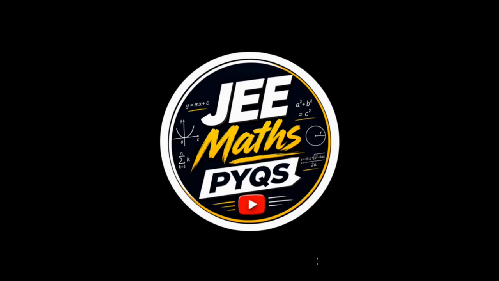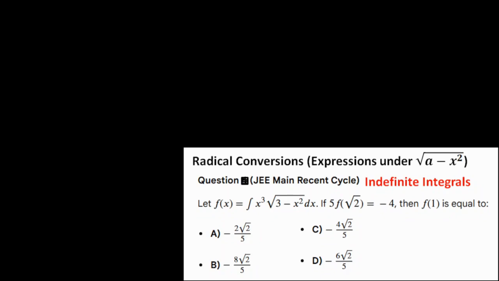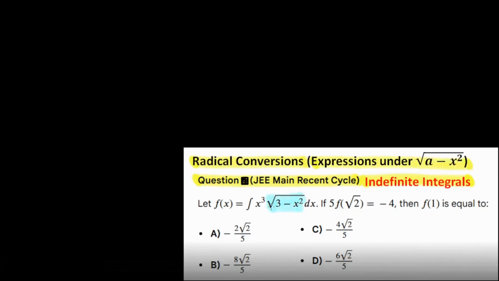Build concepts, not shortcuts. Now let's solve today's JEE Maths question. Today's question is from the JEE Main recent cycle, and it's on indefinite integrals, specifically radical conversions, which are expressions under a square root. Just like here, we have to isolate the root term using polynomial substitution. In the question, function f(x) is given in terms of an indefinite integral, and to find the value of the constant of integration, f(root 2) equals minus 4 is given, and we have to find f(1).